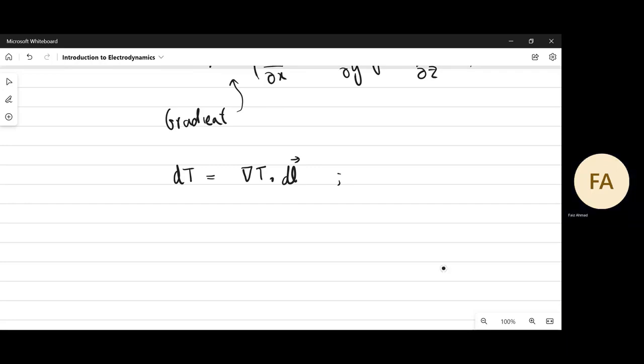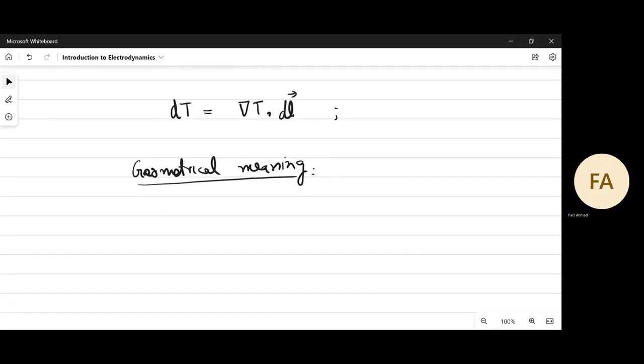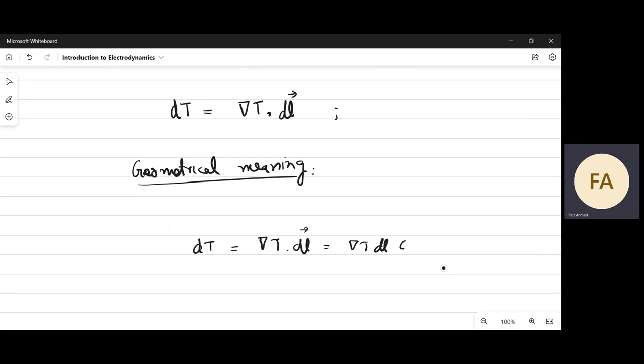So, the geometrical meaning. If we express the above quantity dT equals delta T dot dl, the magnitude will become delta T dl cosine of theta. It's a scalar quantity after taking the dot product.